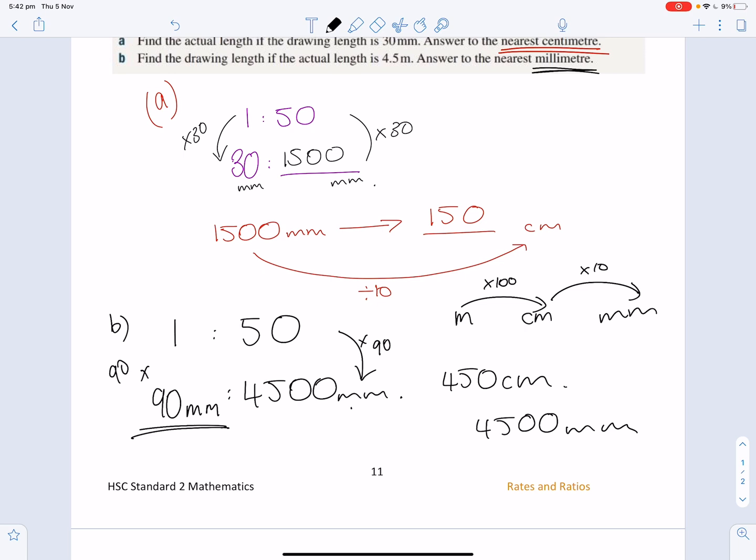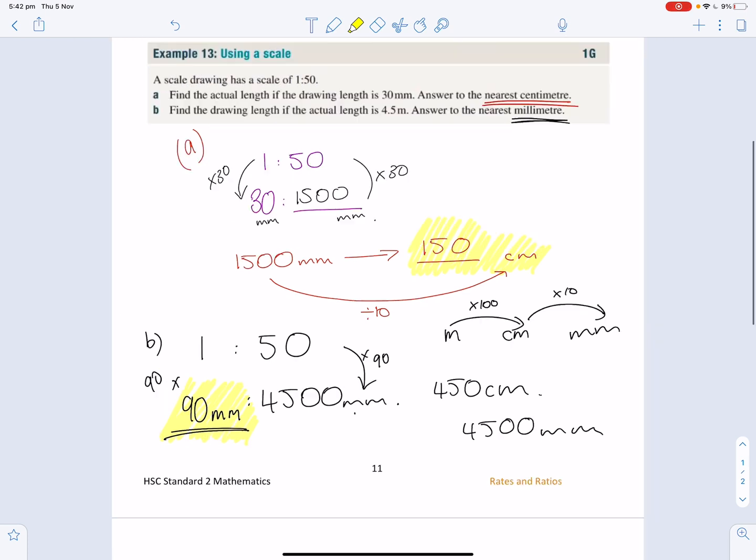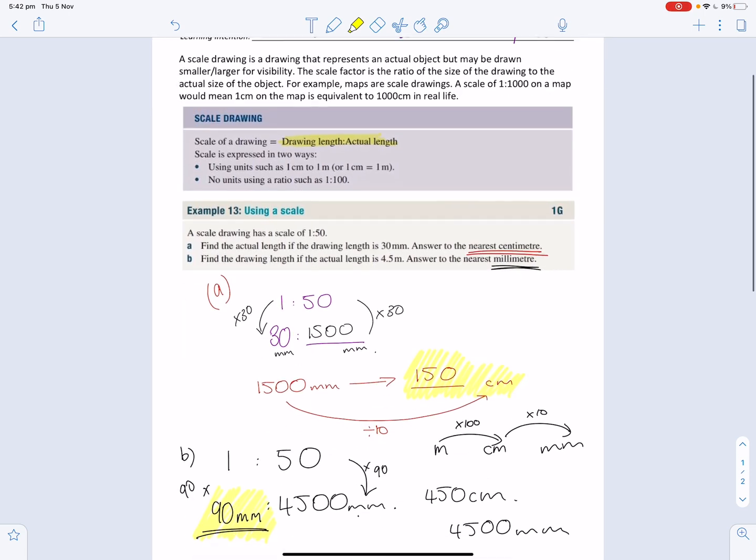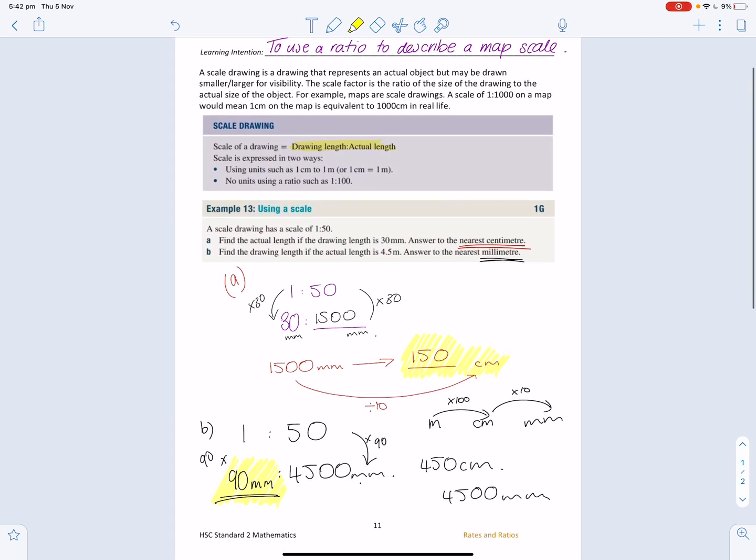So 4.5 meters on the actual length would be represented by 90 millimeters on the scale drawing. There's your answer for that one, and up here your answer for that one. Hopefully that made a bit of sense. So just make sure you're having a look at those additional questions as well as HSC questions for this exercise. There are a fair few HSC questions to get through.